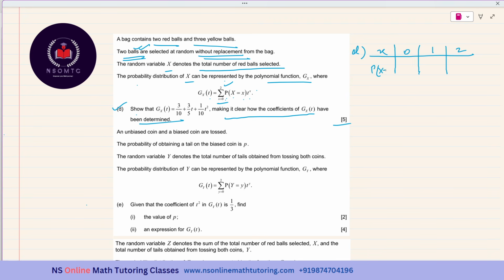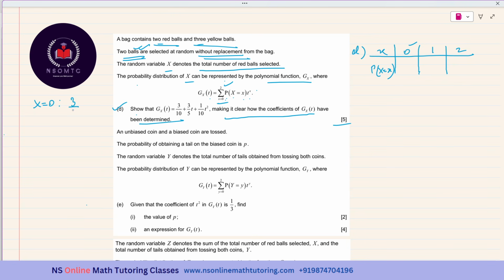And probability capital X equal to small x. That means first of all, X equal to 0 means no red ball. Total number of balls is 2 plus 3, which is 5. And no red ball means there are 2 yellow balls. So X equal to 0 will be what?